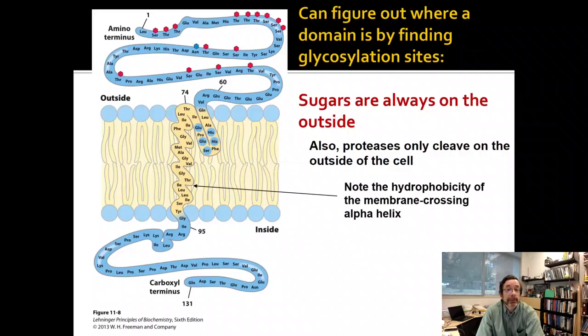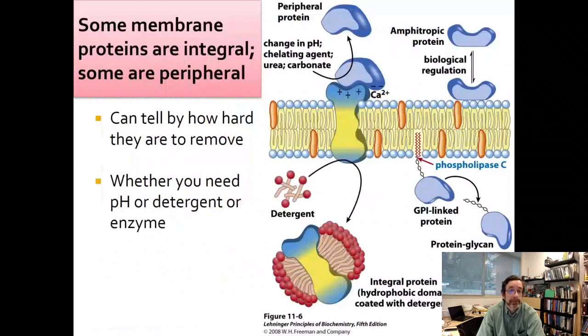Notice that you can even see with your own eyes that those amino acids are really hydrophobic, and they're exactly the right length, and they might even have alpha helical propensity. If you have a hydrophobic alpha helix that is the right length to span a membrane, then it's a very strong sign that this is where it's anchored.